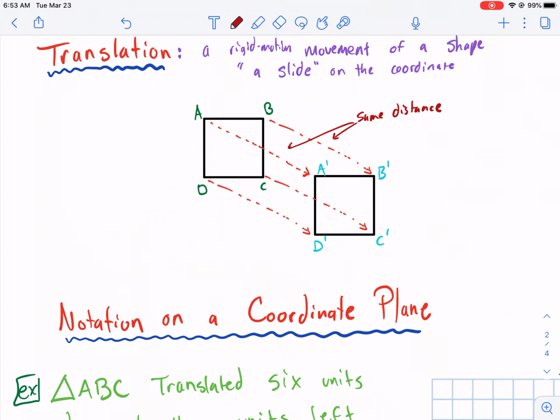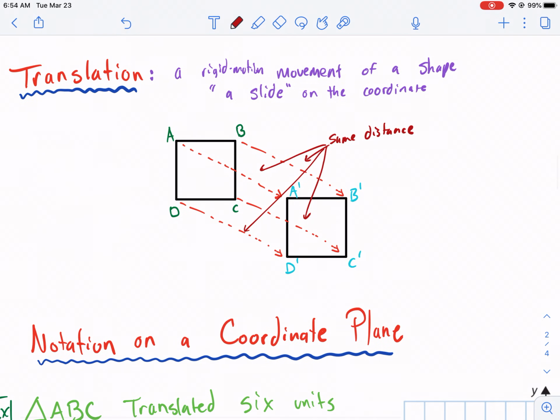I'm going to draw two more arrows actually. So we have all the same distance right here. That is basically the bottom line of translation. Each vertex moves the same distance. I'll write that here: each vertex moves same distance.